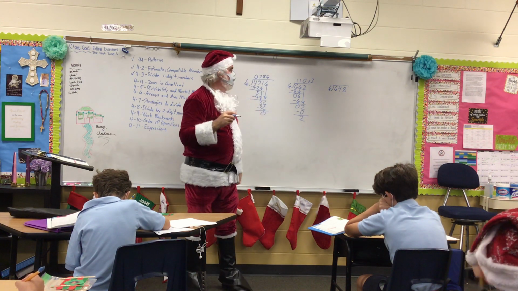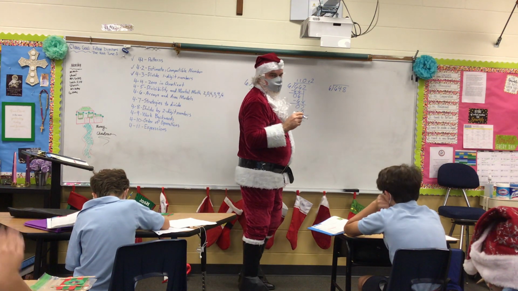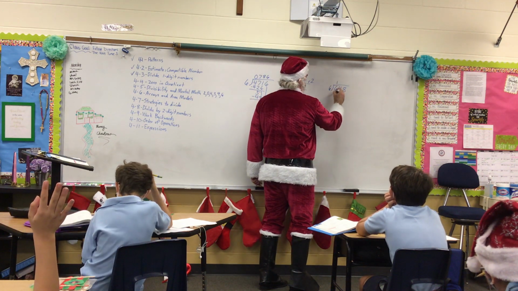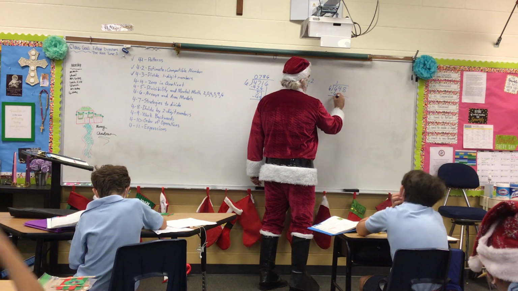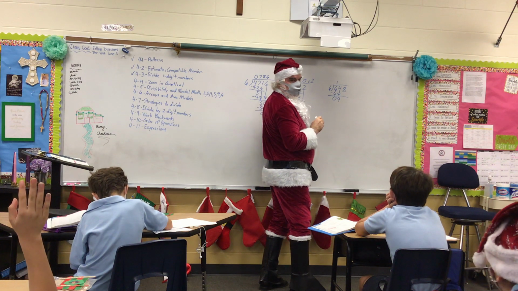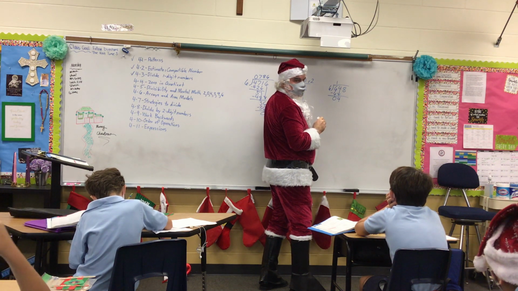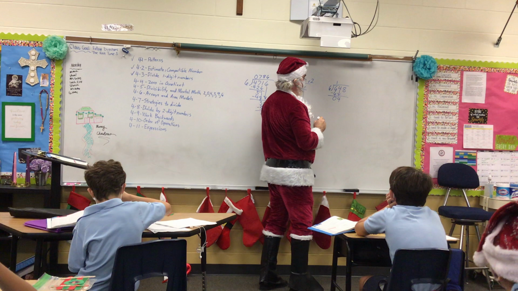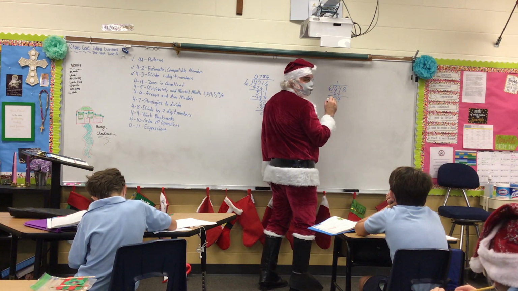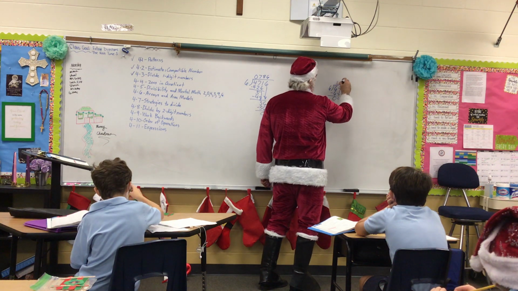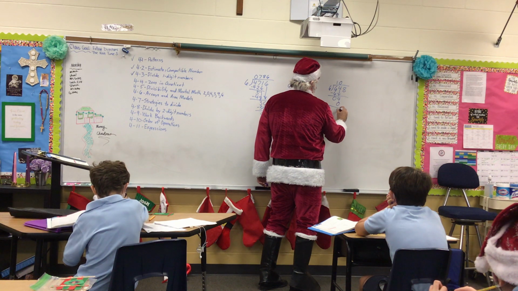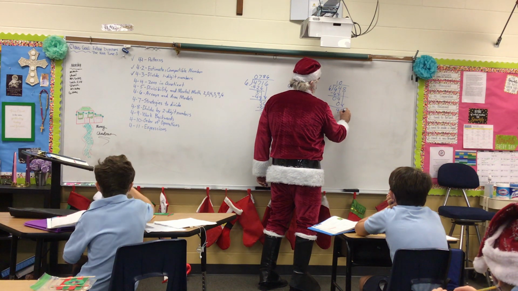Sasha, 6 into 648. 6 into 6 is 1. 1 times 6 is 6, subtract, I get 0, bring down the 4. No, I already brought down the 4. Put a 0 up. Does 6 go into 4? No, so I put a 0 up. 0 times 6 is 0, subtract, I get 4. Now I bring down the 8.